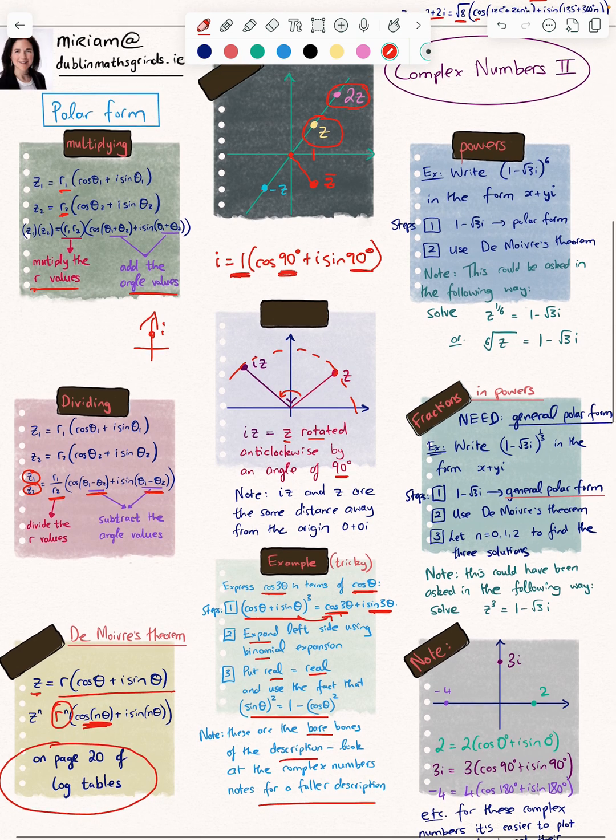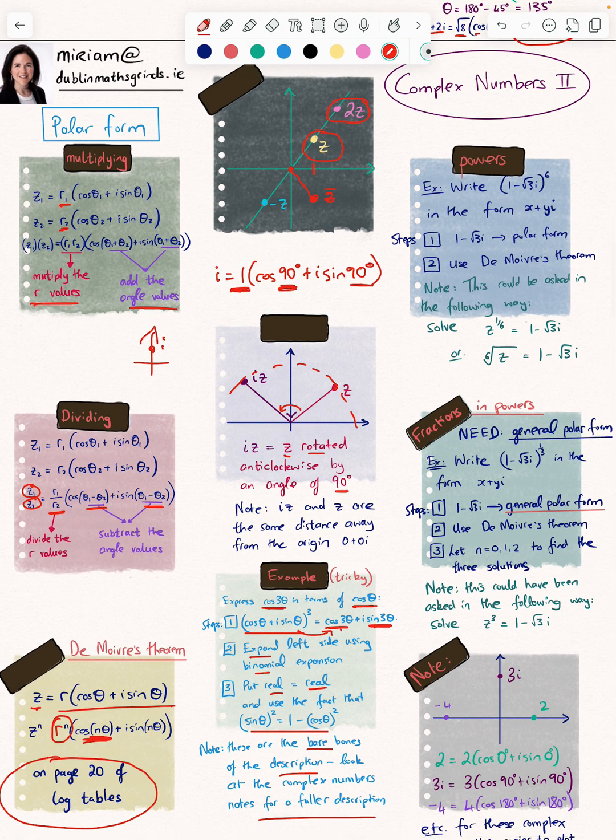And then finally, powers and De Moivre's theorem. If you're asked to write this to the power of 6 in this form, you have to go through polar form, use De Moivre's theorem. Like you could multiply it by itself 6 times, but obviously that's not what you want to do. So get 1 minus √3i to polar form, use De Moivre's theorem, and just notice that this question, asking you to write 1 minus √3i to the power of 6, could be asked in a different way. You could be asked to solve this. And to solve that, you'd need to raise both sides to the power of 6, so z is 1 minus √3i to the power of 6, and then you go ahead and do exactly as above.